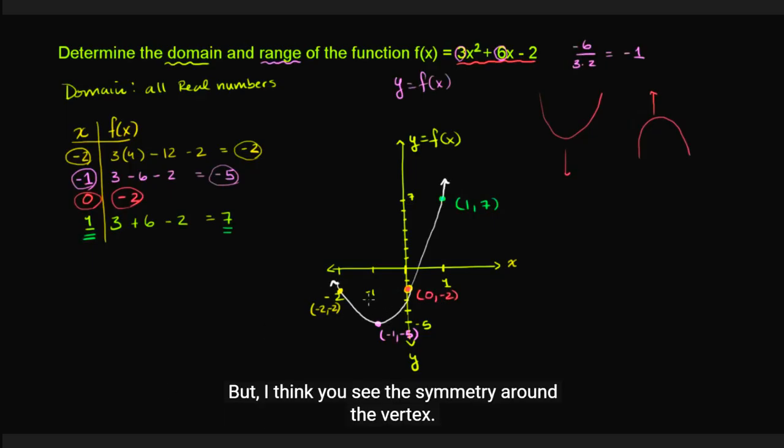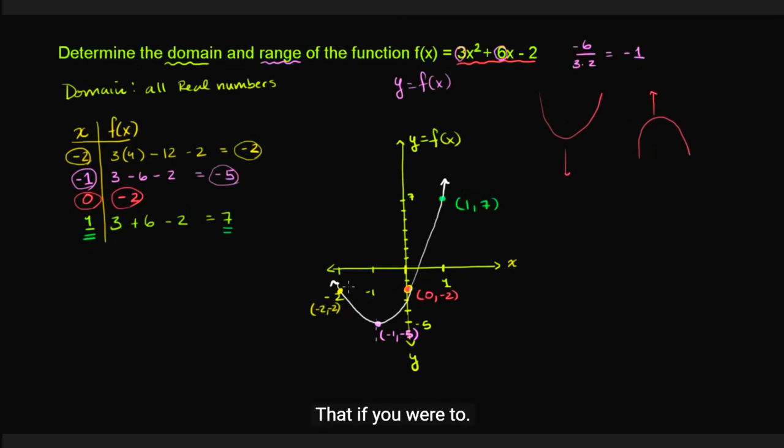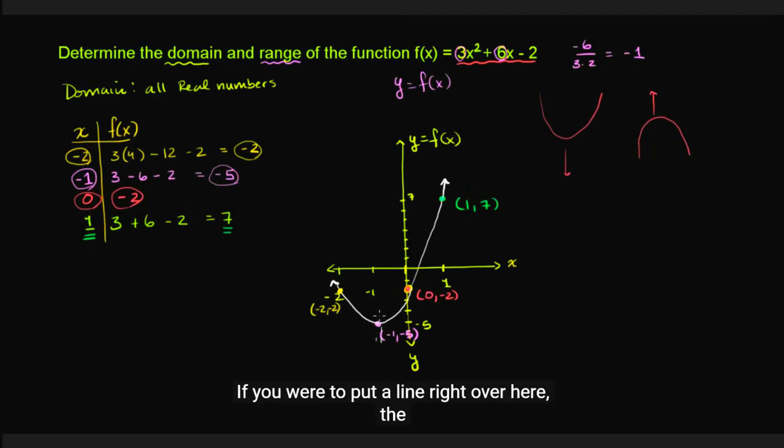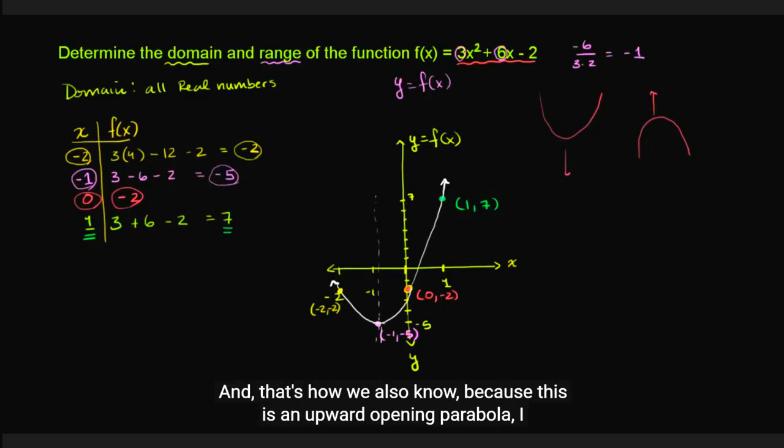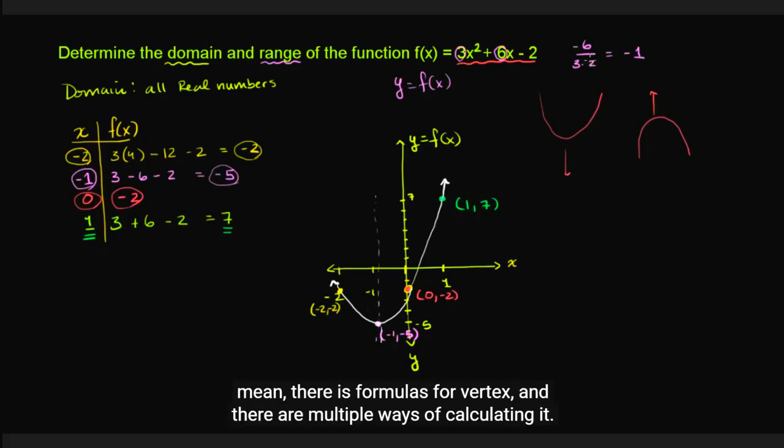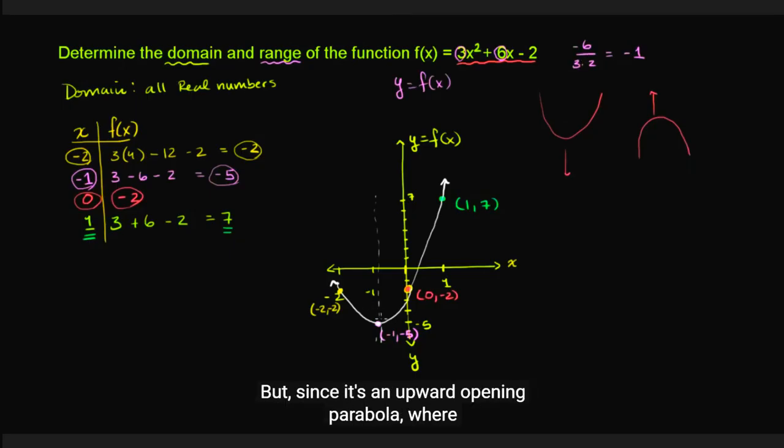But I think you see the symmetry around the vertex. If you were to put a line right over here, the two sides are mirror images of each other. You can flip them over, and that's how we know it's the vertex. And that's how we also know, because this is an upward opening parabola. There are formulas for the vertex, and multiple ways of calculating it. But since it's an upward opening parabola, the vertex is going to be the minimum point. This is the minimum value that the parabola will take on.